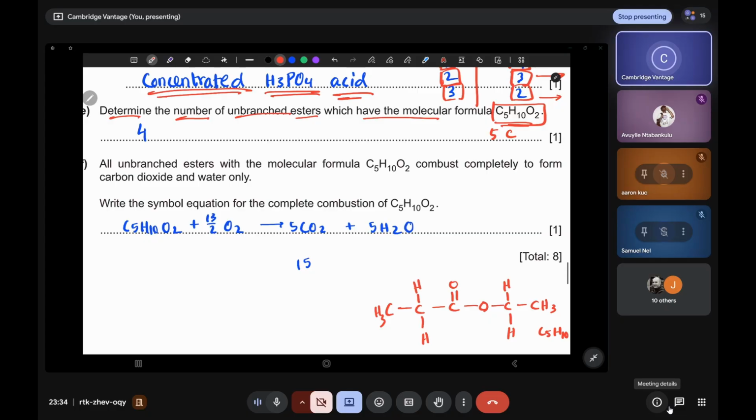A combustion question to close it off. All unbranched esters with the molecular formula combust completely to form carbon dioxide and water only. Even if they do not state that it's carbon dioxide and water, you must know as a student of IGCSE Chemistry that the product of complete combustion is carbon dioxide and water. So the reaction itself isn't an issue. What is an issue is the balancing.